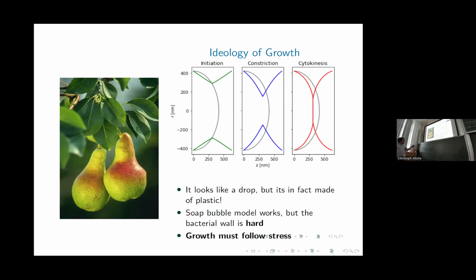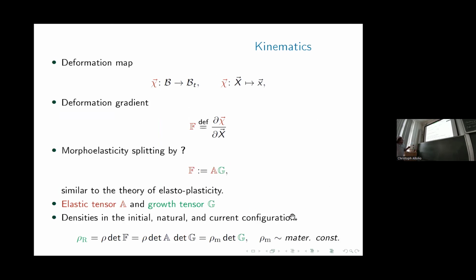And so we postulated that the growth must follow stress, and then we just had to define the growth somehow. So we used a Lagrangian framework. I'm sure you know this from elasticity: you have your deformation gradient, and then we introduce the morphoelastic splitting, where you have the elastic tensor and the growth tensor together, just like in elastoplasticity, except that your determinant is, of course, not always 1, but it changes.